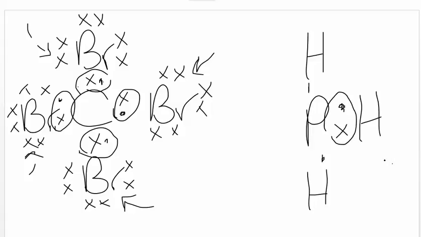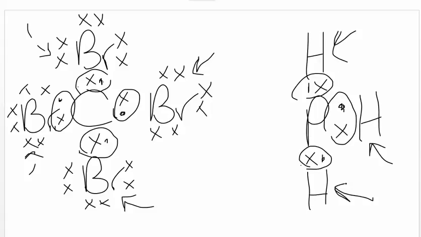So this hydrogen right here is good. Phosphorus is going to give 1 of its electrons to this hydrogen. So now this hydrogen is good. And phosphorus gives 1 electron to this hydrogen. So this hydrogen is now good. Hydrogen only wants 2. Every other element wants 8.